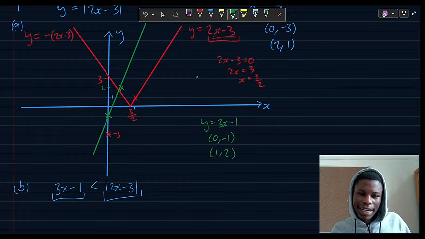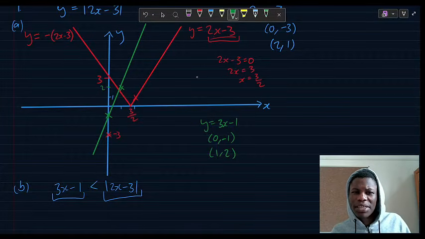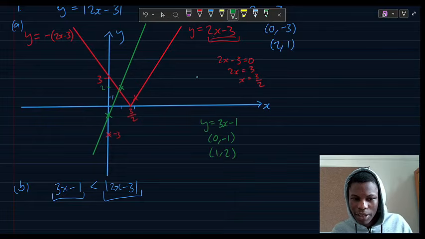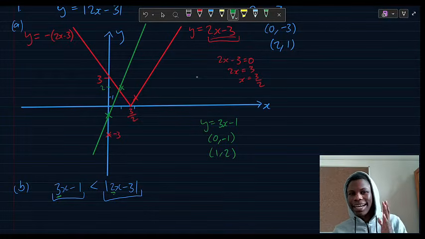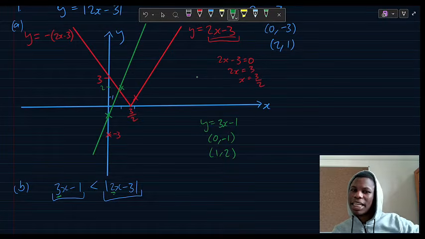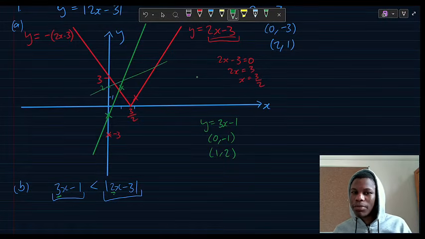All right. And be careful with your gradients, because I can tell my line here, 3x, must have a steeper gradient than my modulus function, right? So it means that this green line has to be steeper than the red line. It can't be flatter than the red line. If it's flatter than the red line, you'd end up with something like this.